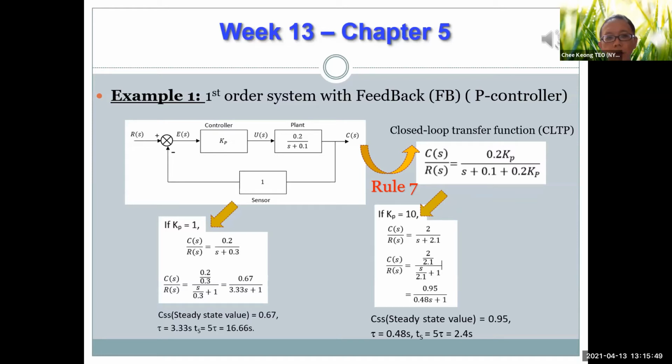So this is example 1 where we are trying to investigate the effect of Kp on the plant that is given by this expression 0.2 over S plus 0.1, right? So of course, if you want the closed loop transfer function of this expression, you have to do your G over 1 plus GH, which is rule 7 of block diagram manipulation. And after doing it, you will be able to simplify it into C of S over R of S equals 0.2 Kp over S plus 0.1 plus 0.2 Kp, right? So this is the finalized transfer function for C of S over R of S.